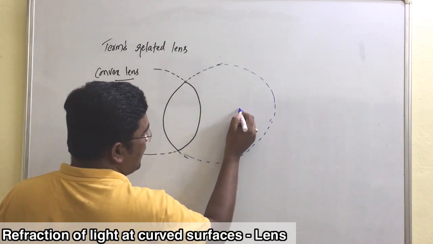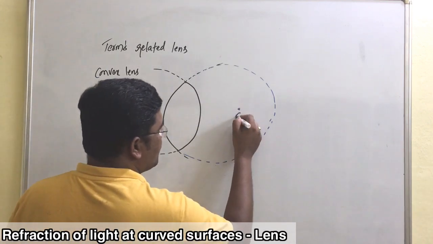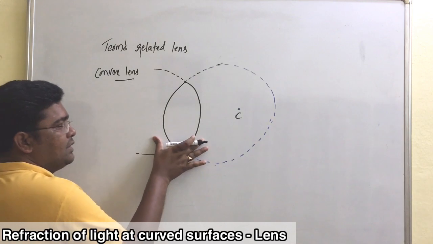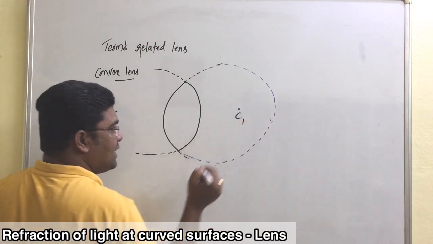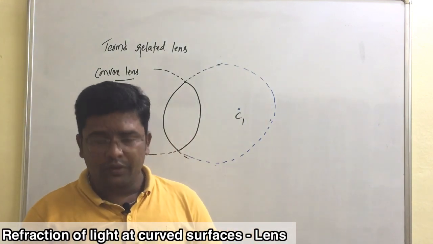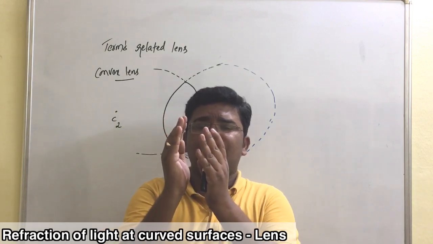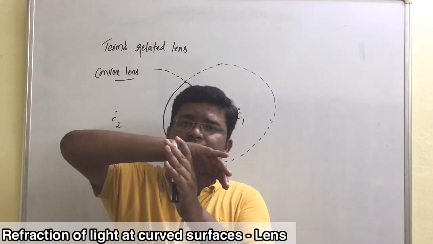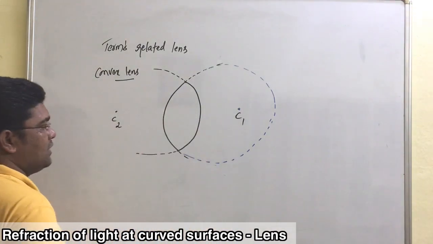The center of this hollow sphere we call the center of curvature. As this lens is prepared by the combination of two spherical surfaces, there exist two centers of curvature. Let us represent them as C1 and C2. This convex lens is made of two spherical surfaces. This part of the lens belongs to one spherical surface and this part belongs to the other spherical surface, so the center of curvature of this part is C1 and the center of curvature of this part is C2. So that is the center of curvature.